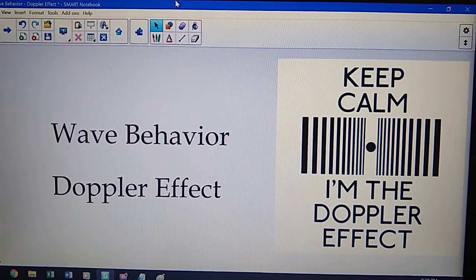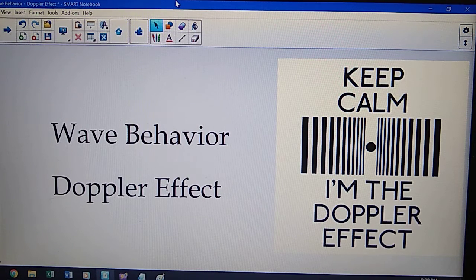Hello. Let's talk about another behavior of waves. In this case, something called the Doppler effect. Now, the Doppler effect was discovered by a man named Christian Doppler, who was trying to determine what happens when a wave or an observer is moving. Now, you might be familiar with this technology from Doppler weather, which uses the same idea.